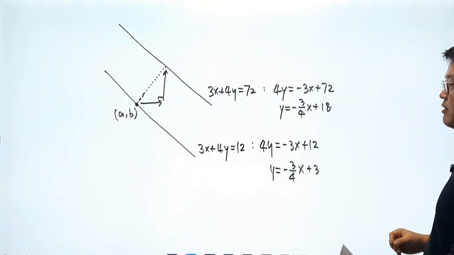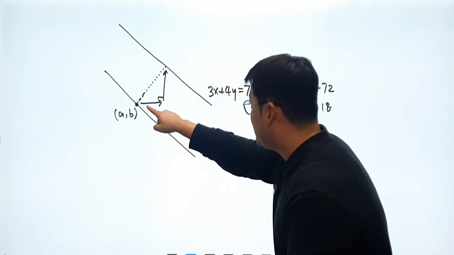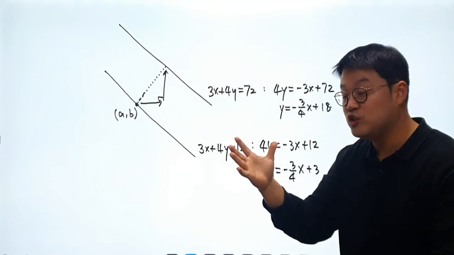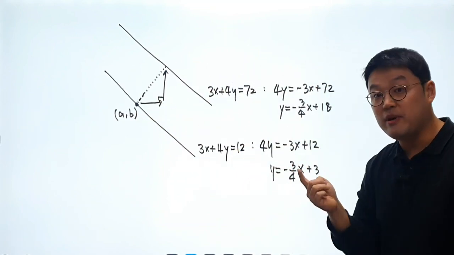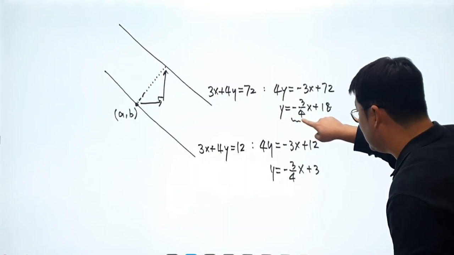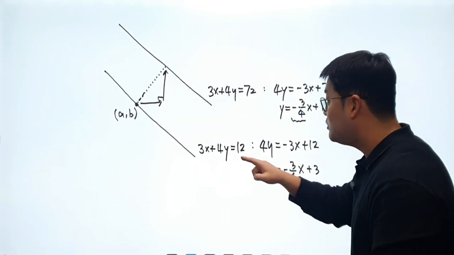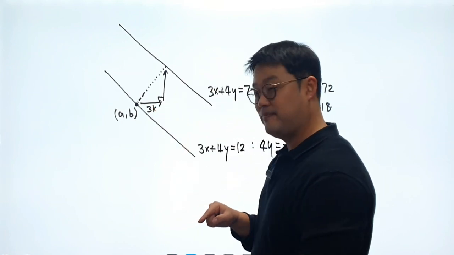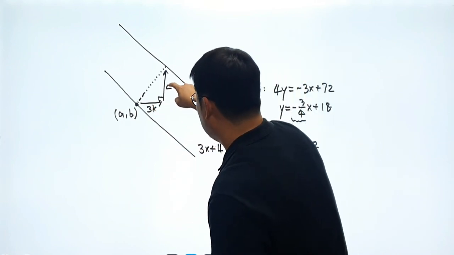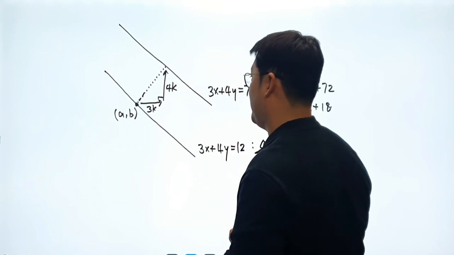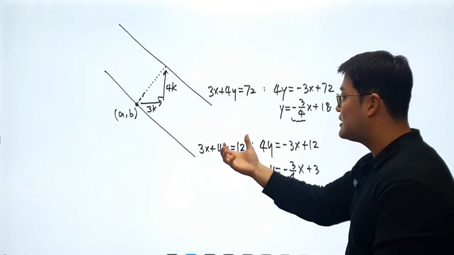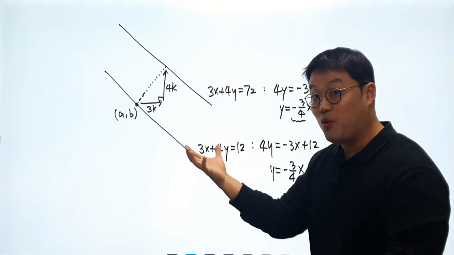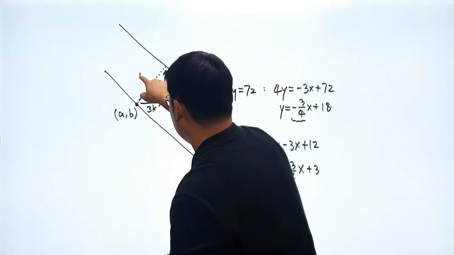So we have all this information. Now that means the perpendicular line will have the slope of 4/3, because it has to be the negative reciprocal of these numbers, right? So I'm just going to call this 3 times k, and this 4 times k, okay? So that's going to be 3k and 4k. So what do you notice? That's going to be 5k for sure.